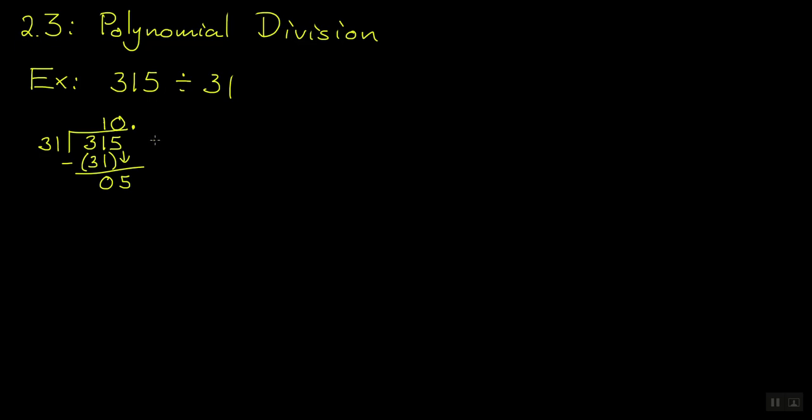Okay, now at this point, we could go further, right? We could add a 0 if we wanted decimals. I'm not going to. I'm going to stop here, because I want to see what happens here. If I said, hey, what's the answer? 315 divided by 31 is equal to what? What is this? How would you express this answer?